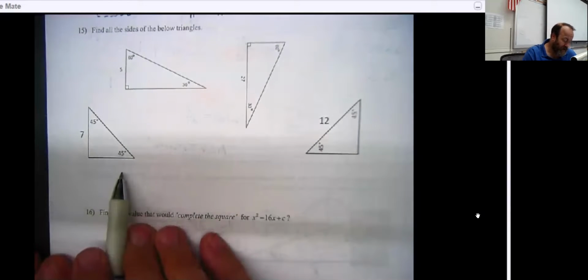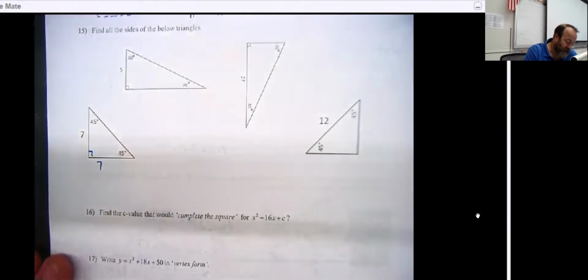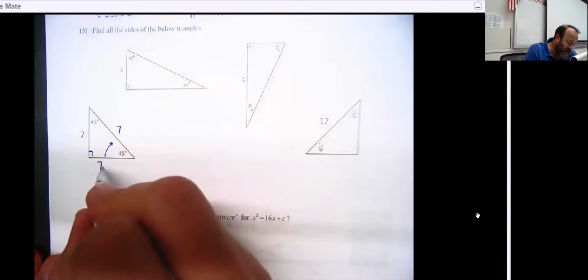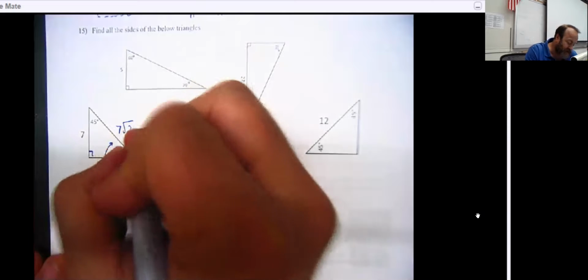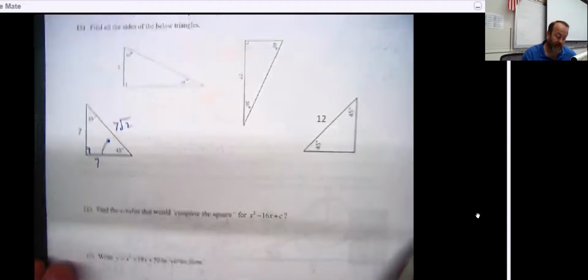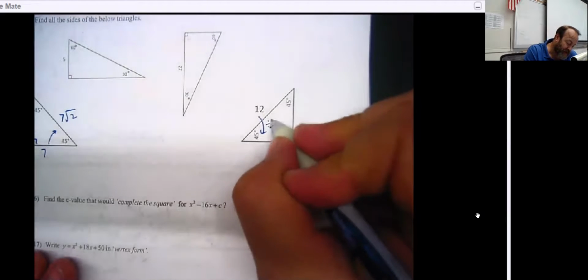In any 45, 45, 90, we know that the two sides are the same, and the value of the hypotenuse was the length of those two sides multiplied by root 2. Now, keep in mind, to go this way, we multiplied by root 2. So if you're going to go the other way, you divide by root 2.